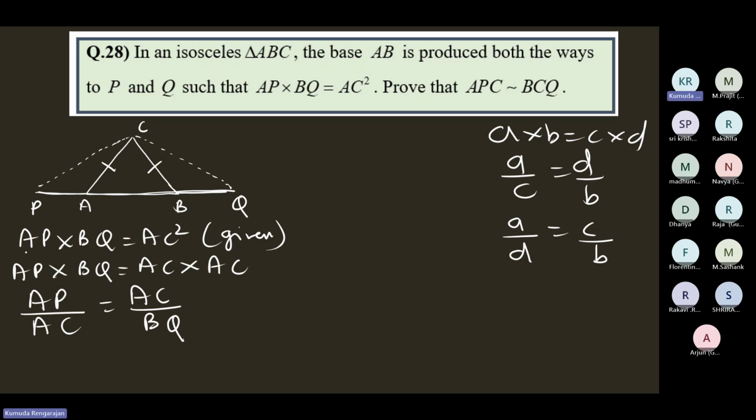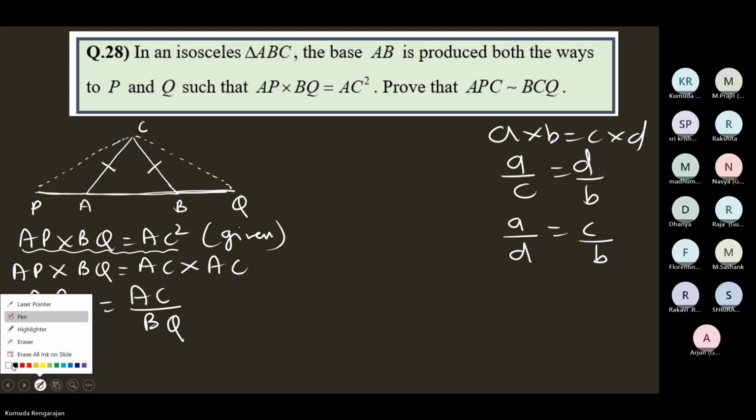Always remember, when you have information of this sort, that is, you have a product of line segments on the two sides: AP into BQ. AP is a line segment, BQ another line segment. AP into BQ, product of two line segments. On the other side, AC square, AC into AC. So again, product of the same two line segments. So when you have products like this on either side, remember that you can make a proportion out of it. So like this, we have AP by AC is equal to AC by BQ.